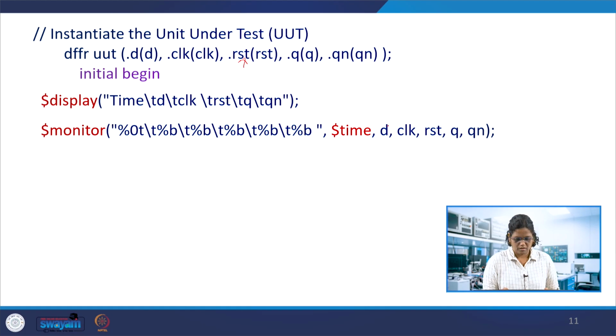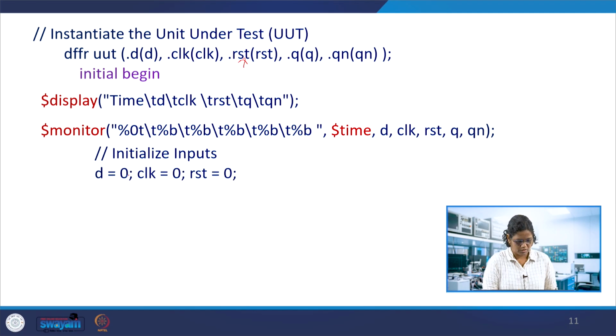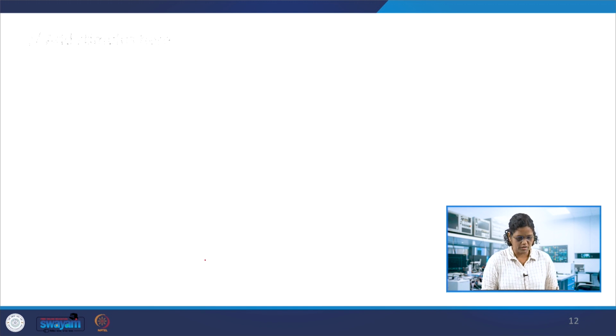$monitor with respect to time, the D, clock, reset, Q and Qn. Also initialize the inputs D, clock and reset. So reset also is made 0 initially. Okay, and then always #100 clock equal to clock not. This is a clock generation as we had seen in the previous example also. So now the addition is only the reset.